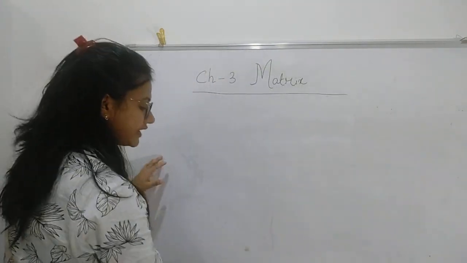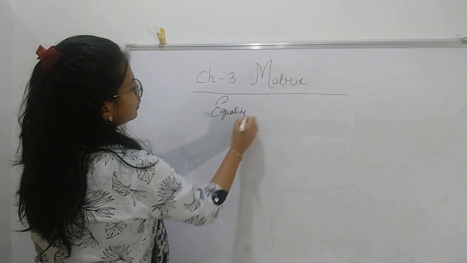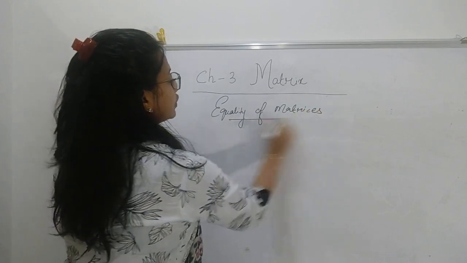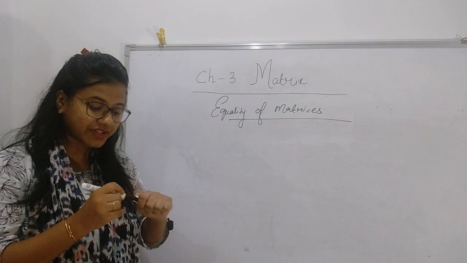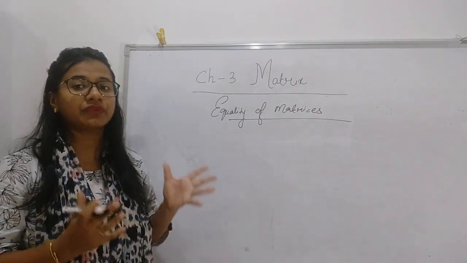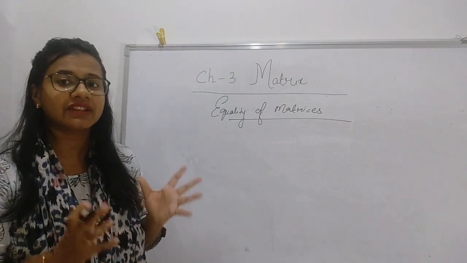Now we will see equality of matrices. When are two matrices said to be equal? Two matrices are said to be equal if both the matrices have the same number of rows and same number of columns. What is the meaning of this? Means they must have the same order.